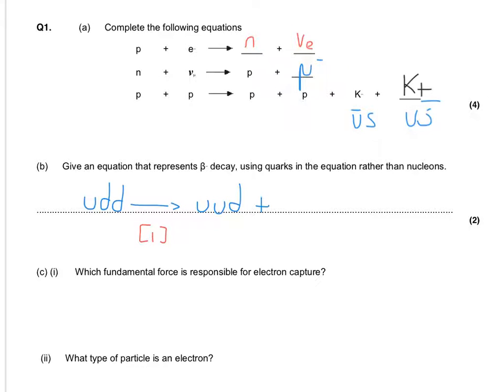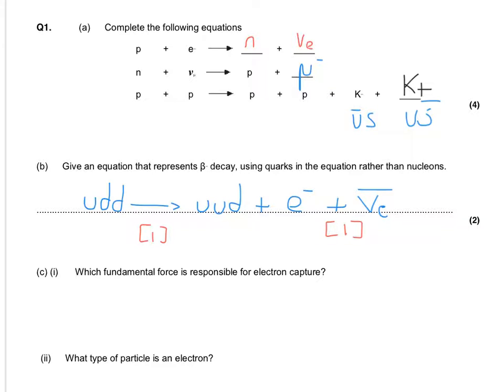Then it produces an electron, which isn't made of quarks, so we can't represent that as a quark diagram. And we also have an anti-electron neutrino like this, and that got you the second mark. In this first question, by the way, these were each worth 1 mark.